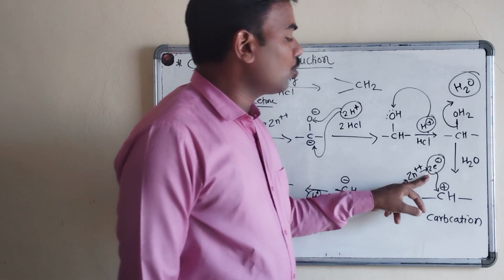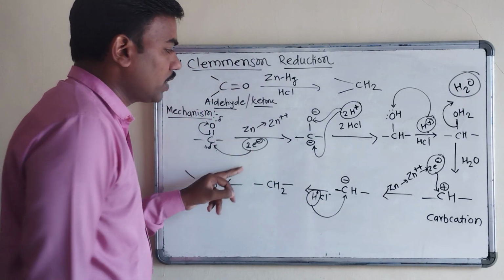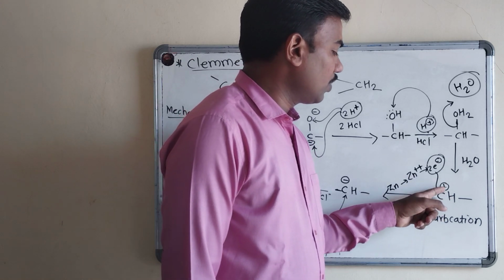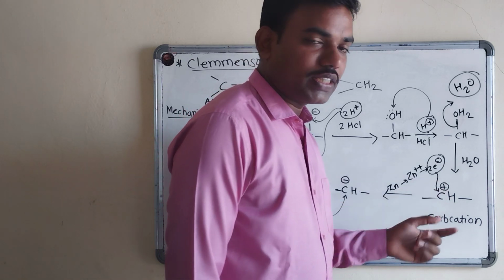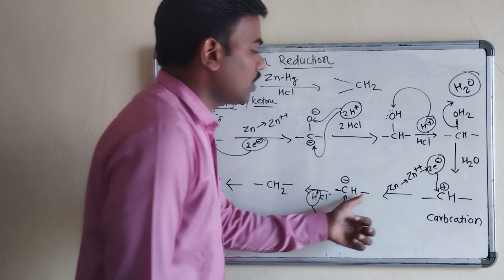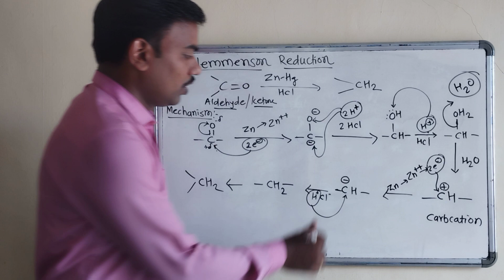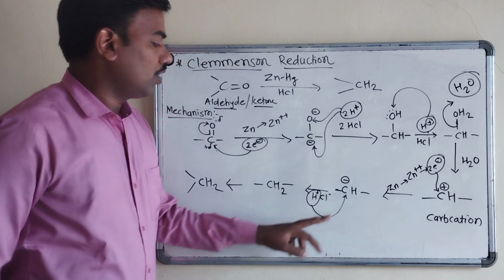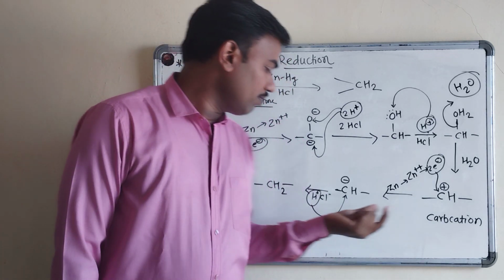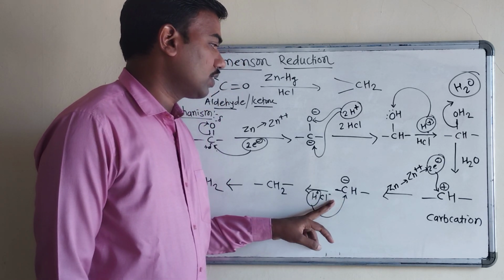But due to 2 electrons, what will happen again? Just as we have seen in the first step, zinc plus plus. So here 2 electrons are there, and here the carbon possesses positive charge. Due to that transfer of 2 electrons, this CH acquires negative charge. So due to that, further what will happen? HCl is there as an acidic medium. HCl is dissociated into H plus and Cl minus.